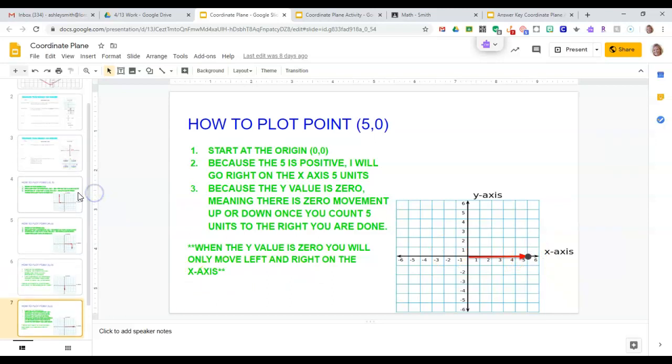So if you get confused, you need to refer back to these 4 slides. But the biggest problem from the last assignment that I saw was that y'all were going up or down first and then going left or right. But it is left and right first and then up or down second.